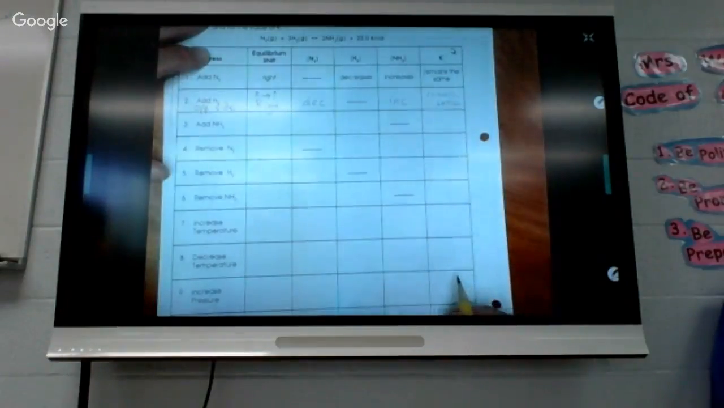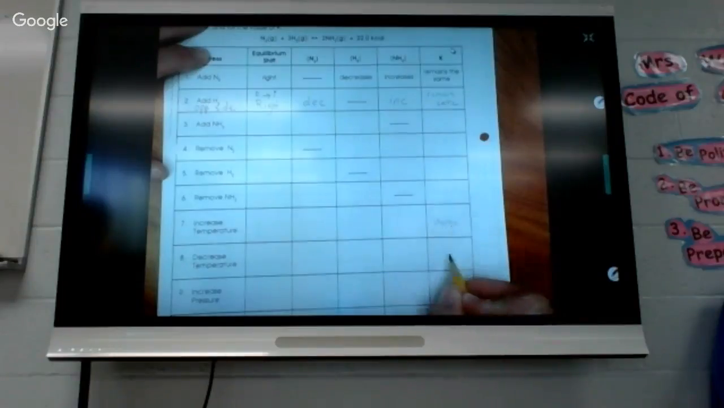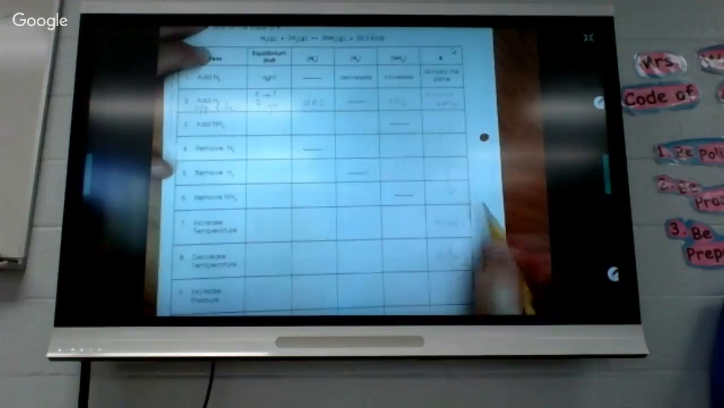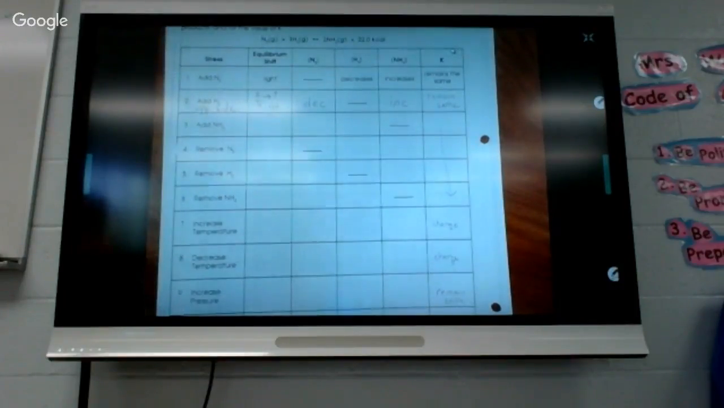Now, if you want to, you can go all the way down to temperature, and you can write change. They're all going to remain the same for anything except temperature. For the ones that are temperature, there are rules for that, but we're not going to learn it. Okay? K, the only thing that changes K is temperature. Everything else is going to leave it the same. I want you to fill in the rest of the chart.